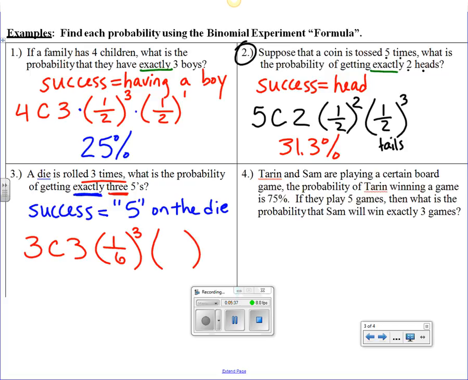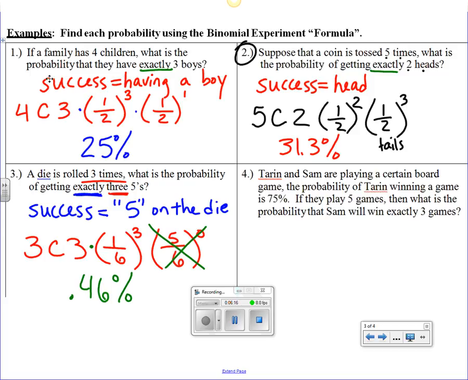What's the probability of not getting a 5? That means I could get a 1, 2, 3, 4, or 6. So that is 5 choices out of 6. Now, if I'm rolling it 3 times and I want to get 3 5s, how many times do I not want to get a 5? 0. Anything to the 0 power is 1, so it disappears in this question. So in your calculator, you would do 3C3 times 1/6 to the 3rd power, and that gives you 0.46% or 0.5%, however you want to write it down.